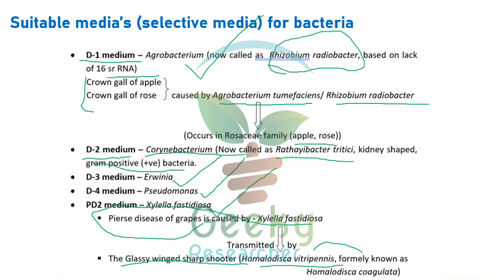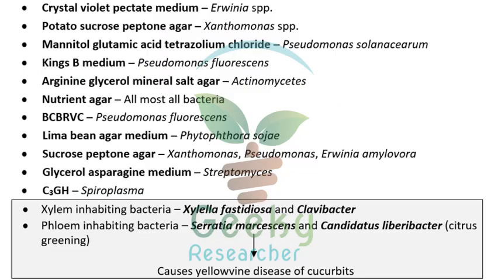So again I repeat, D1 medium is specific for Agrobacterium, D2 is for Corynebacterium, D3 Erwinia, D4 Pseudomonas, PD2 is for Xylella fastidiosa. Other media are also there: crystal violet pectate medium for Erwinia species, potato sucrose peptone agar for Xanthomonas, mannitol glutamic acid tetrazolium chloride for Pseudomonas solanacearum, King's B is for Pseudomonas fluorescens, arginine glycerol mineral salt is for actinomycetes, nutrient agar for almost all bacteria, BCBR, VC is Pseudomonas fluorescens, and lima bean agar is for Phytophthora sojae. It's not a bacterium but a fungus. Sucrose peptone is for Xanthomonas, Pseudomonas and Erwinia amylovora. Glycerol asparagine medium is for Streptomyces, and C3GH is for Piroplasma.